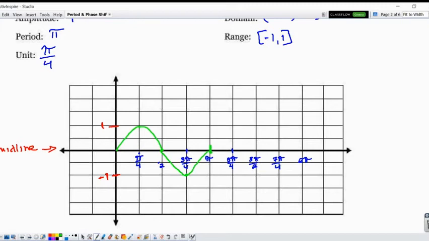The other thing that we should know is because the b value was 2, if we go out here to 2 pi, which is where one cycle would end, and we continue our pattern, a b value of 2 means we can fit 2 cycles where there used to be just 1. So that's how we change the period.